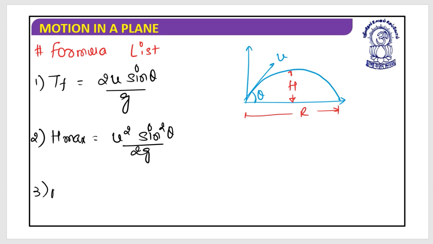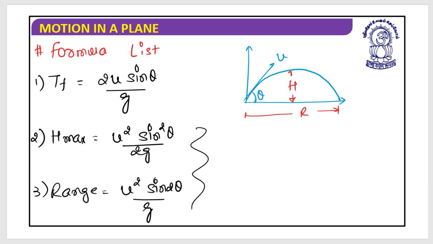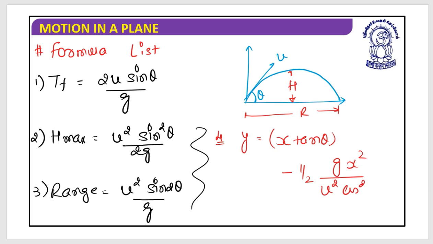The third is the range. The range would be equal to u square sine 2 theta divided by g. Yes, this is the third formula. And next, the equation of trajectory. Fourth, it is y is equal to x tan theta minus half g x square divided by u square cos square theta. This is the list of formulas that you must have written in your book.